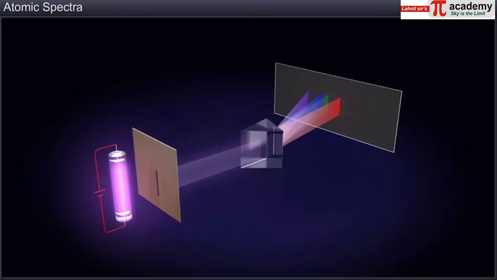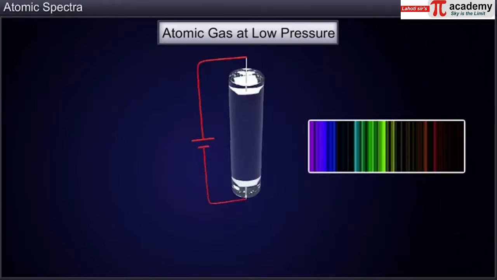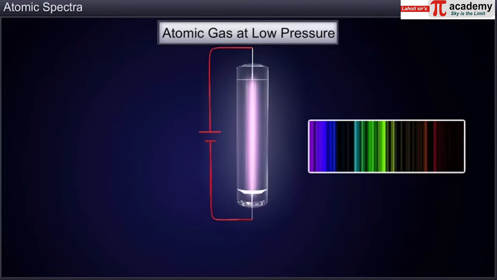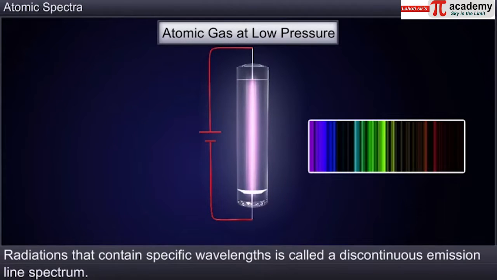A hydrogen sample also emits radiation with wavelengths greater than those in the visible region. Thus, the spectrum emitted by the hydrogen atom is a discontinuous emission line spectrum as it contains only specific wavelengths of light. When an atomic gas or vapor is excited at a low pressure, by passing electric current through it, it emits radiations containing certain specific wavelengths only. Such a spectrum is called the discontinuous emission line spectrum.